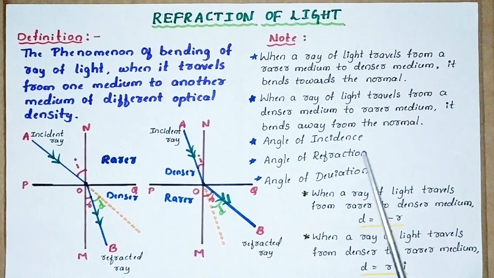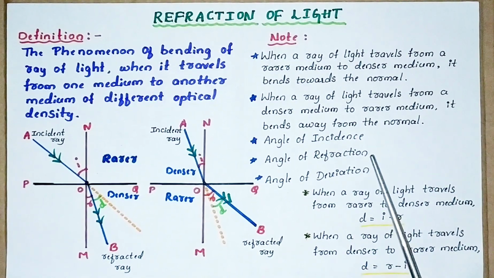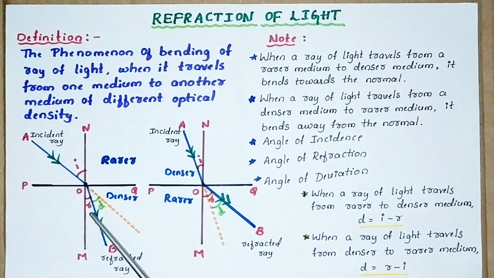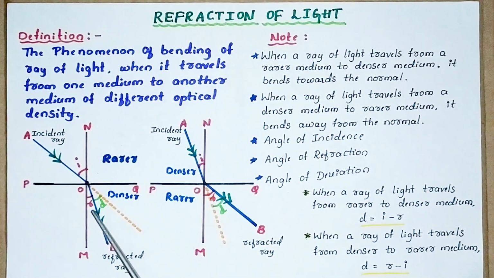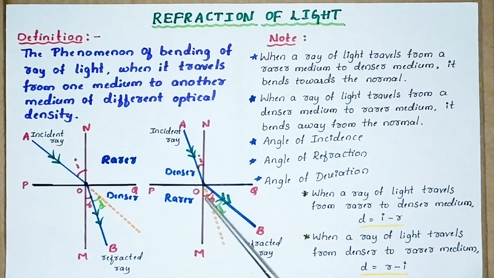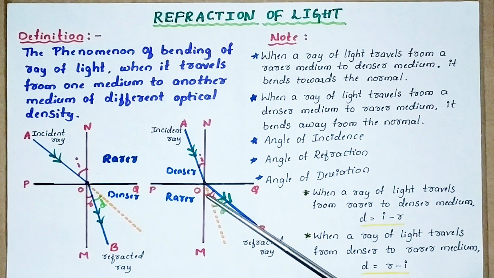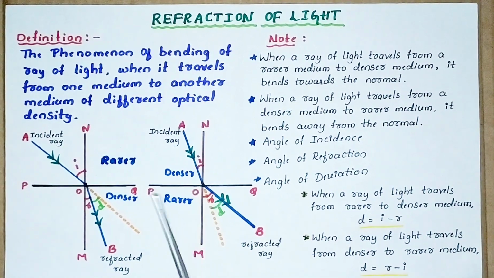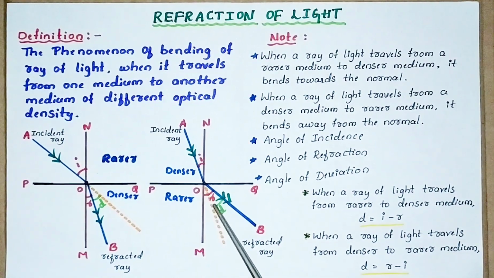Then second point, angle of refraction. Small r indicates angle of refraction. So how to define angle of refraction? It is angle between refracted ray and normal. What is angle of refraction? It is angle between refracted ray and normal. So this is angle of refraction denoted by small letter r.